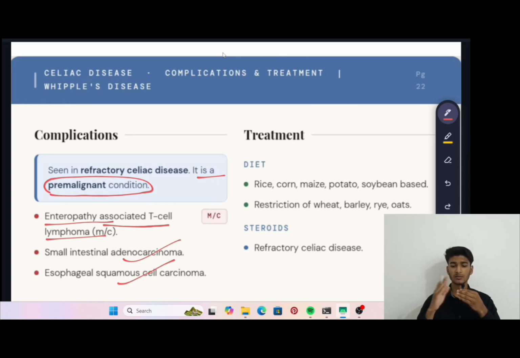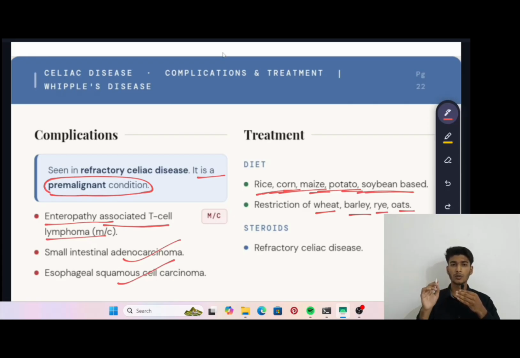So, what will be the first line of treatment? The first line of treatment is that you should restrict gluten and make the diet gluten free. You will first restrict wheat, barley, rye, and oats. After that, you will introduce rice, corn, maize, potato, and soybean, so that the patient does not suffer with malnutrition when gluten is removed. So you will allow the patient to eat rice, corn, maize, and potato, but still the patient is suffering with this disease and is not recovering.